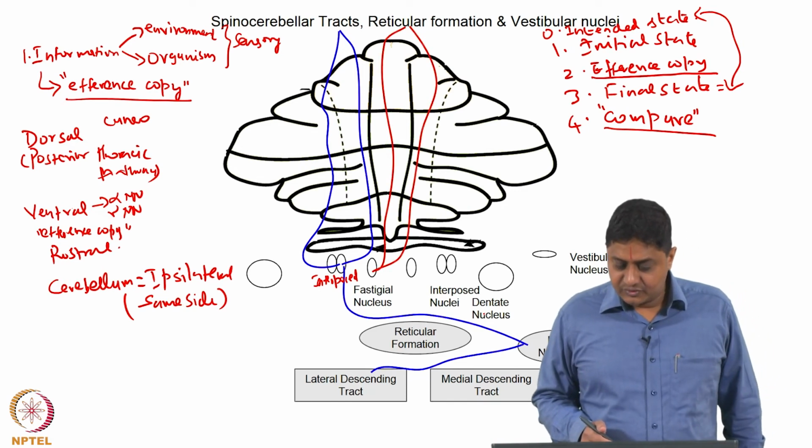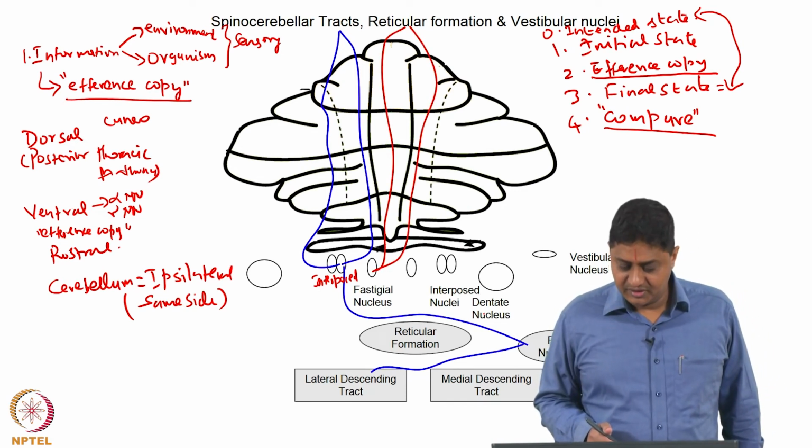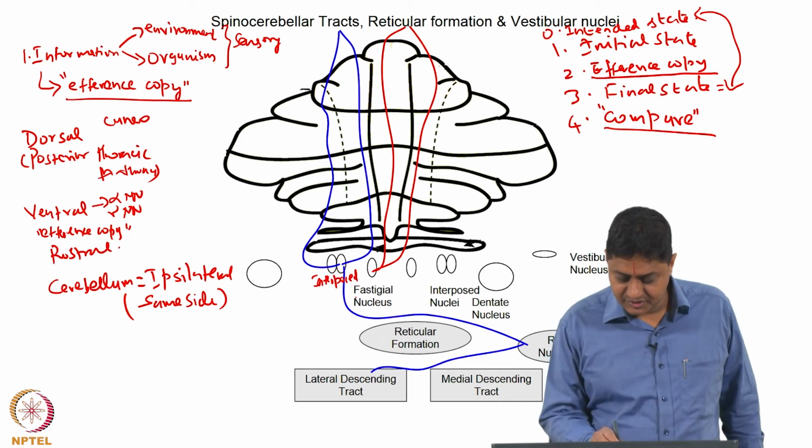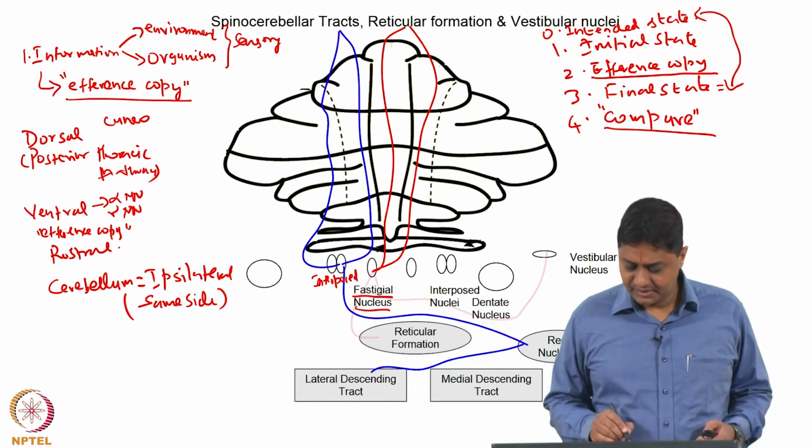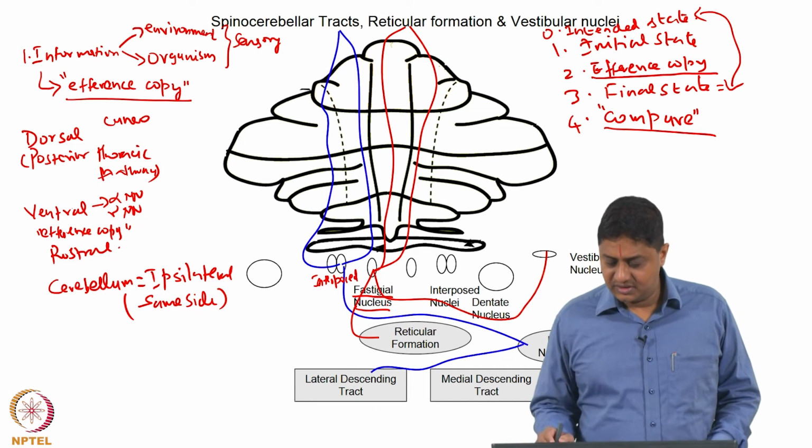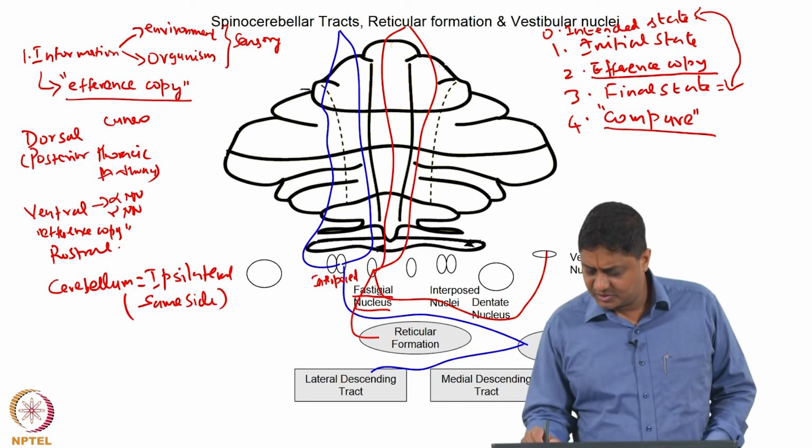Also, through the reticular formation, there are inputs from the reticular formation through the fastigial nucleus to the vestibular nucleus and the vestibulospinal tract.